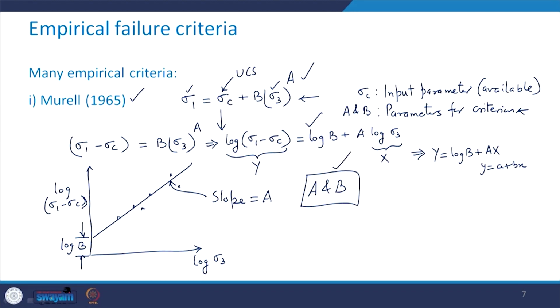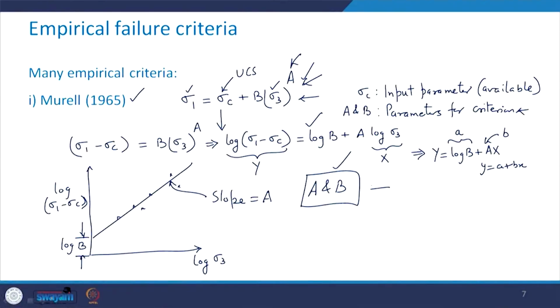Once I know these parameters, I can just substitute them here and we get the failure criterion for this data. Again, here you can take this to be a small a and this to be a small b, and whatever steps we followed earlier in order to fit a straight line, you follow the same steps for the regression analysis and get a and b, or you can do that graphically in this particular fashion.